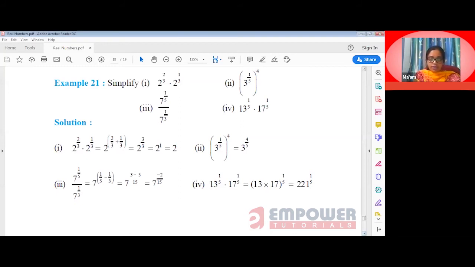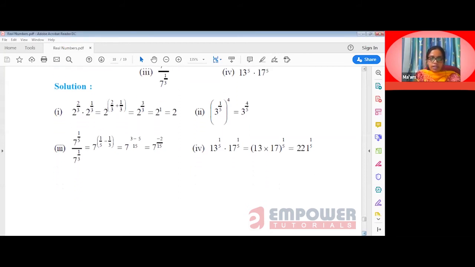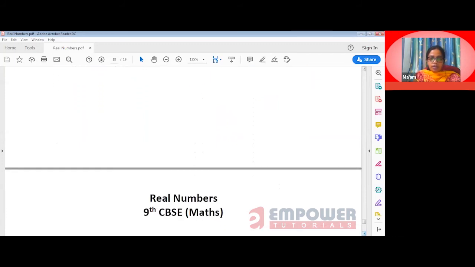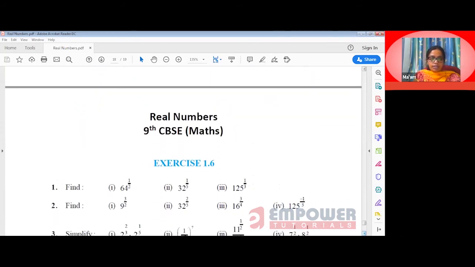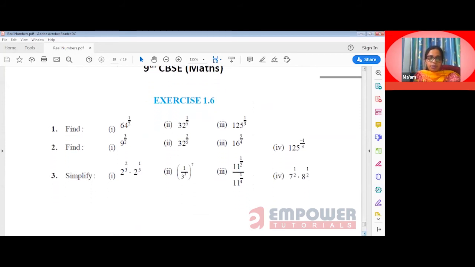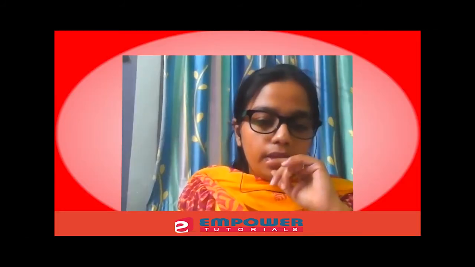Now you will start with exercise 1.6, the easiest exercise of this chapter. And if time permits, we will do how to represent irrational numbers on the number line, that is root 9.6, root 3.5 and more. We will use the whiteboard. We will discuss each and every rule and then we will proceed.